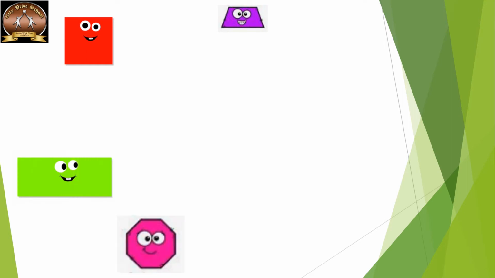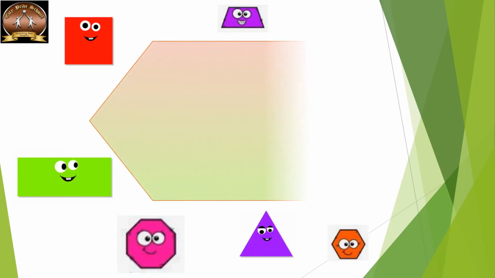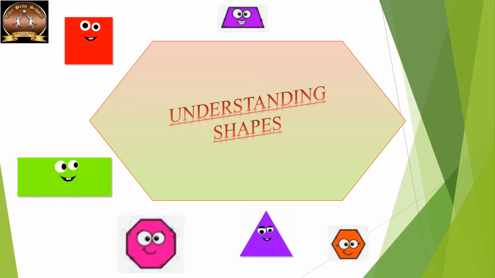Let us learn about shapes in our chapter Understanding Shapes. Today let us recall some facts of quadrilaterals.